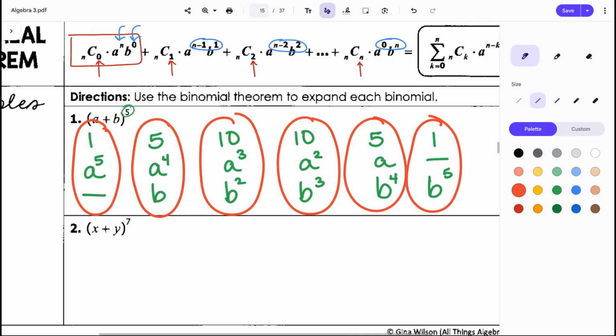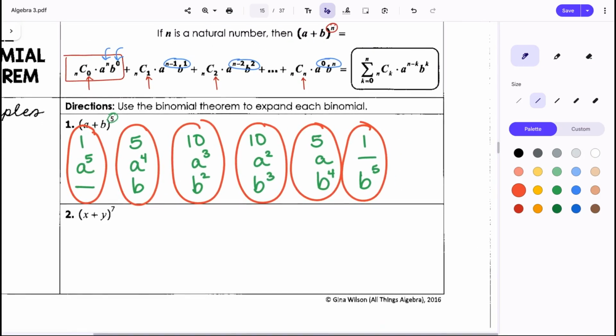So this first one is just going to be 1 times a to the 5th power, which is just a to the 5th power. I'm going to write that underneath here, a to the 5th. What would the next one say? 5a to the 4, and then your b. Okay. Next one would be 10a to the 3rd, b squared. Yep. And then the next one. 10a squared, b cubed. Yep. Then we have plus 5ab to the 4th, and then plus b to the 5th power.